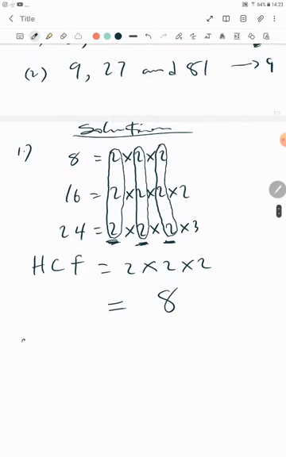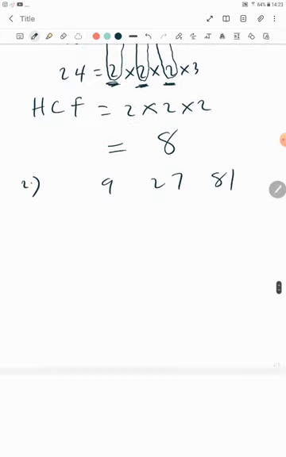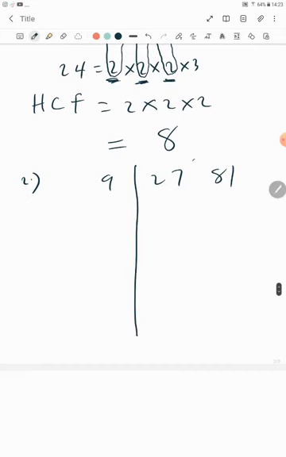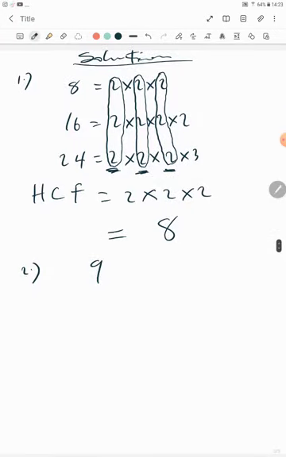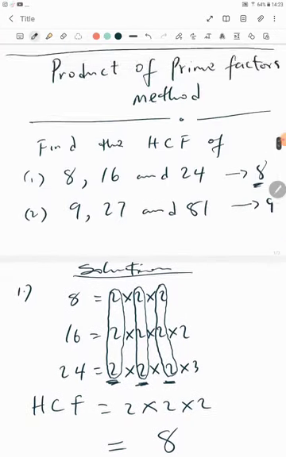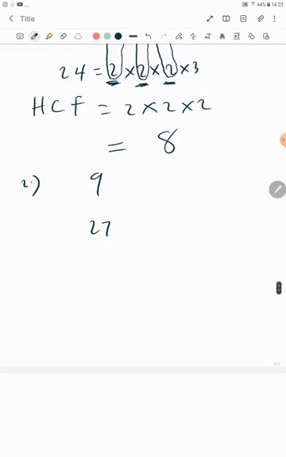Let's go to number 2. It's just as simple as that. Number 2 is 9, 27, and 81. I'm going to arrange it like this: 9, 27, and then 81. This is the method we are using. Sorry, I was already ruling as if I was switching to the tabular method.